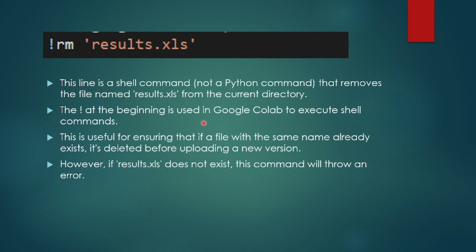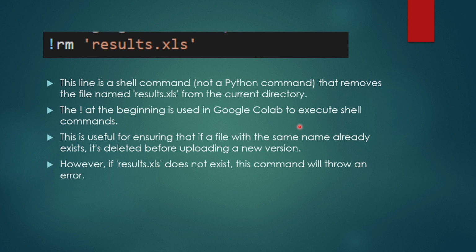So basically this removes all the previous versions of results.xls from the current directory that you are working on in Google Colab, and later it will be replaced with the actual version. Note the exclamation mark at the beginning. It is used in Google Colab to execute shell commands. That's how you actually know that it's not a Python command, it's a shell command.